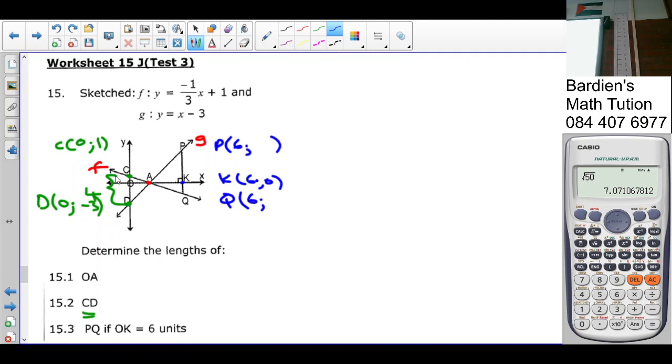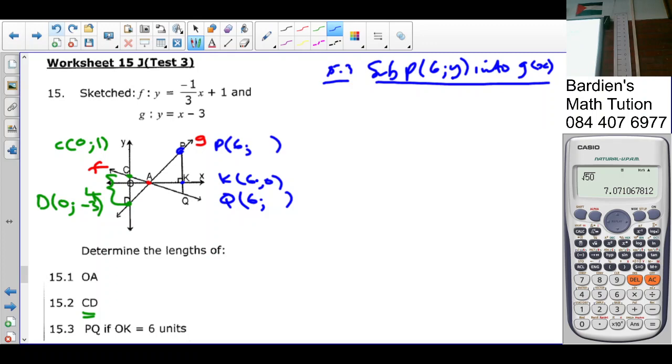How do you calculate the corresponding y value? You substitute P, which is 6 and y, into g of x, since P is lying on the graph of g. So to get the corresponding y value, I say y is equal to 6 minus 3, which is 3. So this coordinate is 6 and 3.